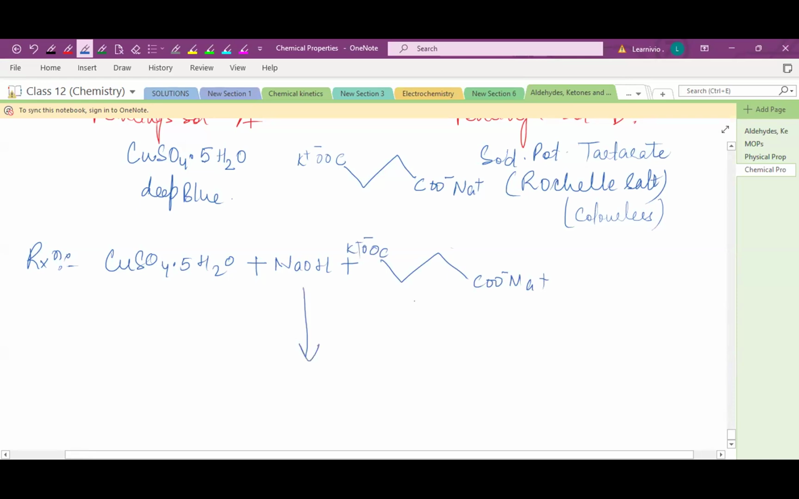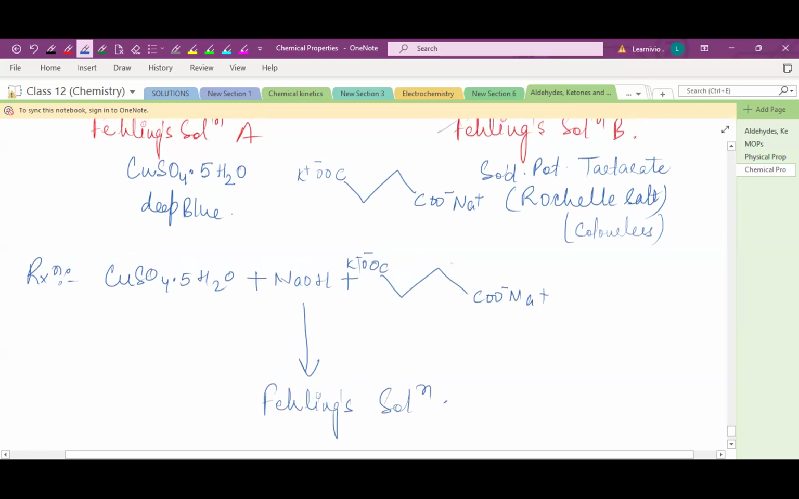So when you treat these, you will get a Fehling solution, right? And it's a complex, I'm not writing the structure of this, it's a complex structure. Fehling solution आपको मिलता है, right? And basically, Fehling solution has Cu2+ ion, and that Cu2+ will attack the carbonyl compound, your aldehyde compound, and it will oxidize that aldehyde compound to a carboxylic acid, right?